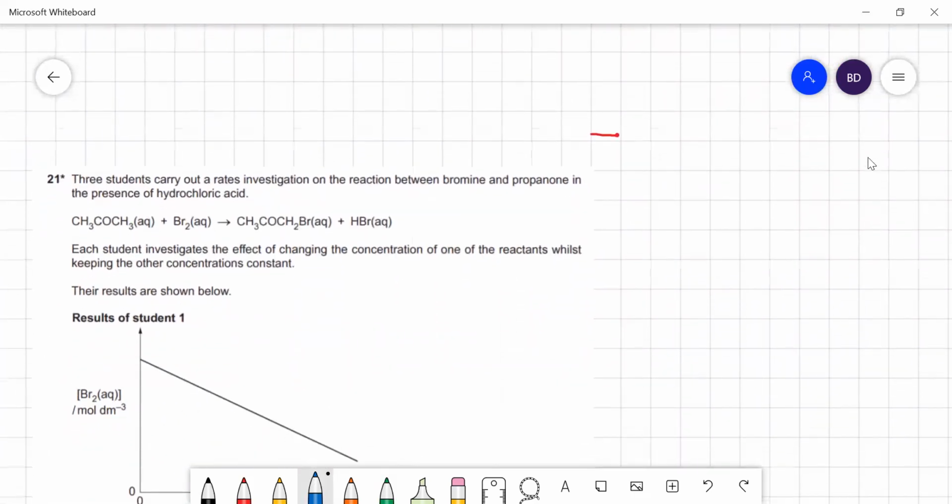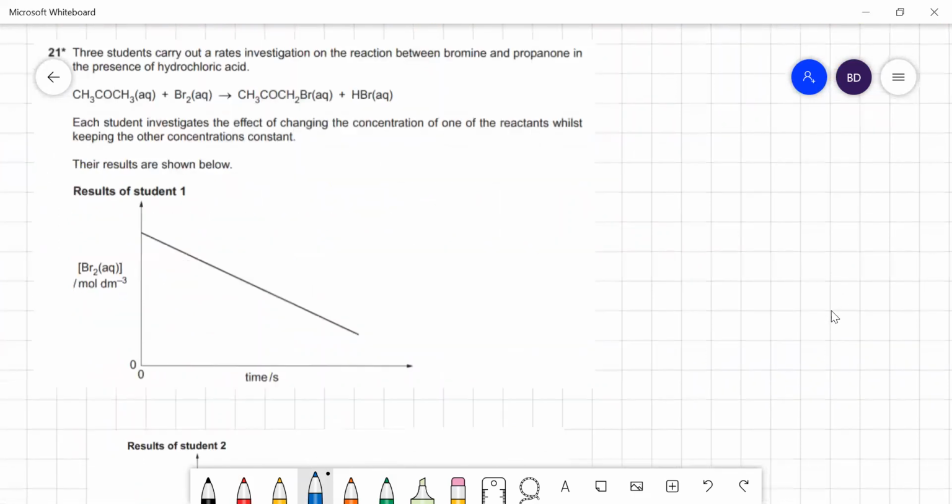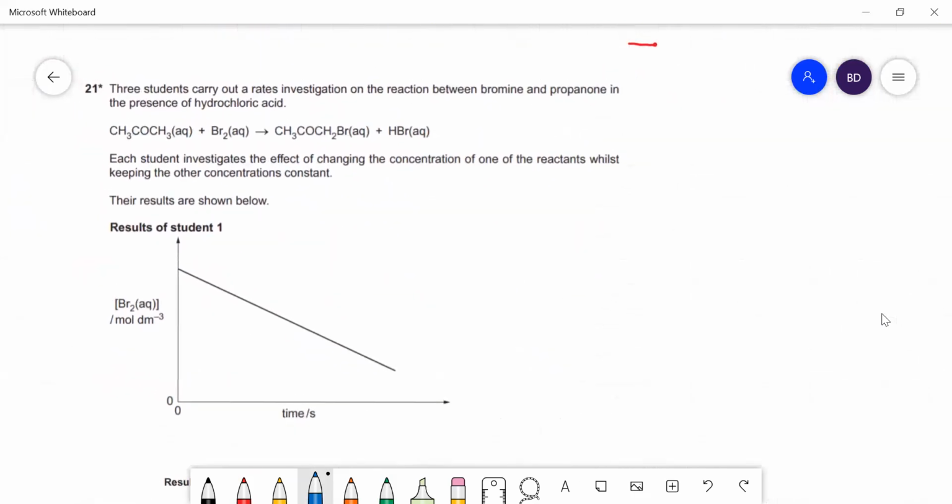Right, the final question on this paper is a 6 marker to do with rate of reaction. Before I read the whole question, I'll give you a brief overview of what it's asking. We've got this reaction between propanone and bromine, and it doesn't say there, but it's actually catalyzed by an acid catalyst. What we've got to do is look at the data they give us and determine the rate orders for each reactant.